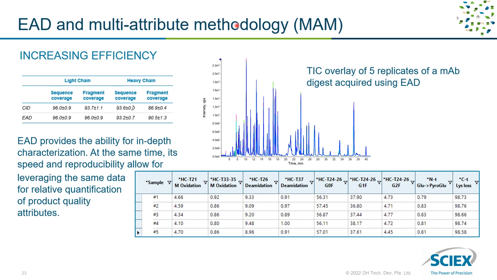So it's almost difficult to tell, but this is actually an overlay of five replicates of a mAb digest. So these are all various proteins, and you can kind of see the various colors peeking through. But as I mentioned, EAD is a highly reproducible and very robust technique for fragmenting your proteins. Now, I will leave you with my colleague, Stephen Calciano, to discuss additional tools that can be leveraged to track post-translational modifications amongst other important attributes.